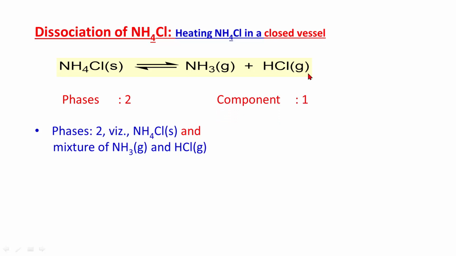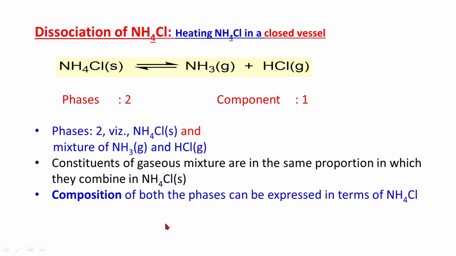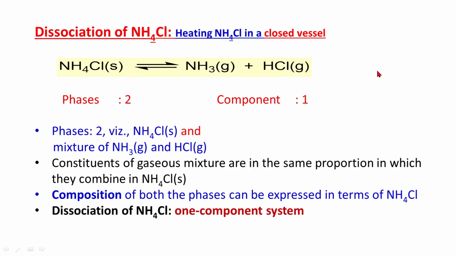Number of components is 1. Constituents of the gaseous mixture are in the same proportion in which they combine to give ammonium chloride. Composition of both the phases, solid and gaseous, can be expressed in terms of ammonium chloride. Dissociation of ammonium chloride in a closed vessel is a one component system.